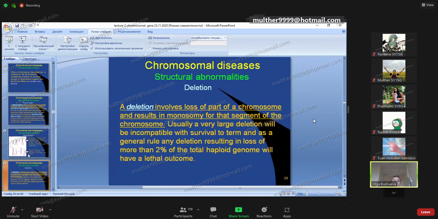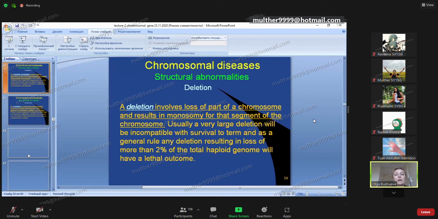Next one, structural abnormality of chromosome is deletion. Deletion involves loss of part of chromosome and results in monosomy for that segment of the chromosome. Usually, a very large deletion will be incompatible with survival to term, and as a general rule, any deletions resulting in loss of more than 2% of the total haploid genome will have a lethal outcome.